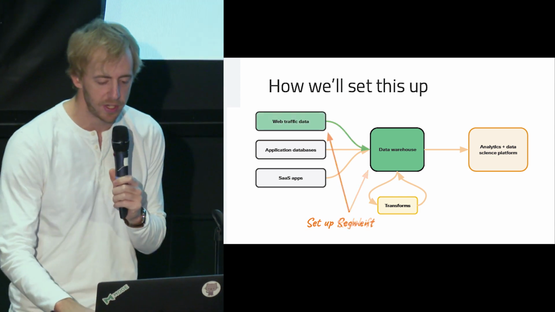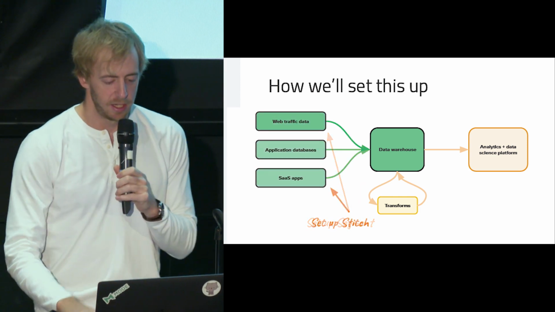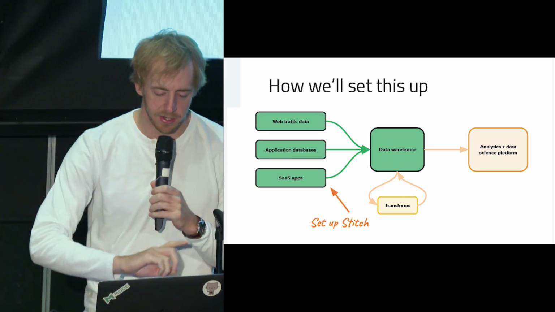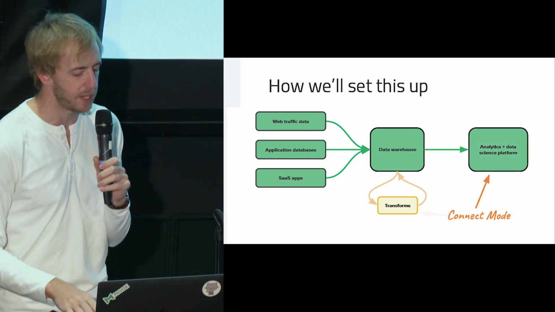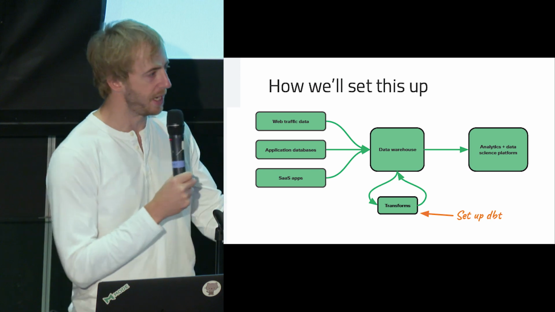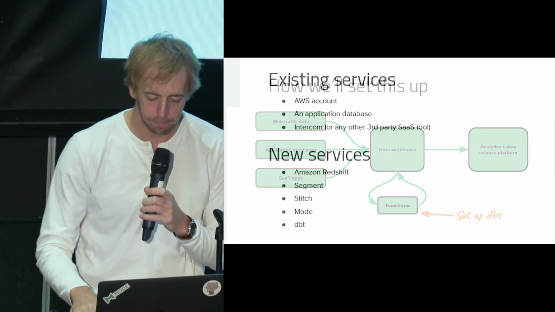But we'll set up Redshift, set up Stitch to write data to Redshift, and set up Segment to write data to Redshift. Then I'll connect Mode so we can query that data live, and then we'll set up dbt if we want to be able to do those transformations.